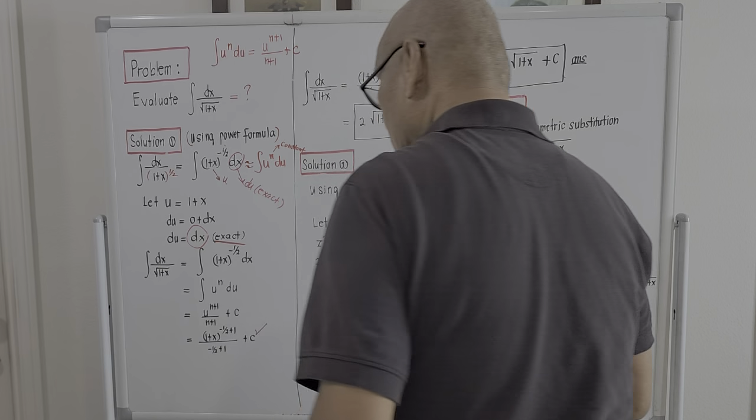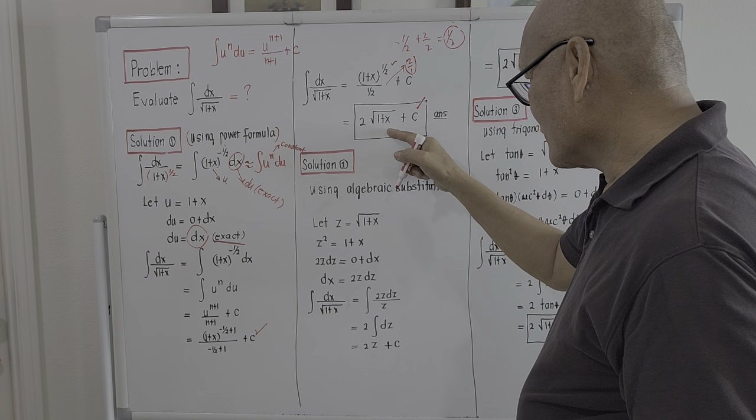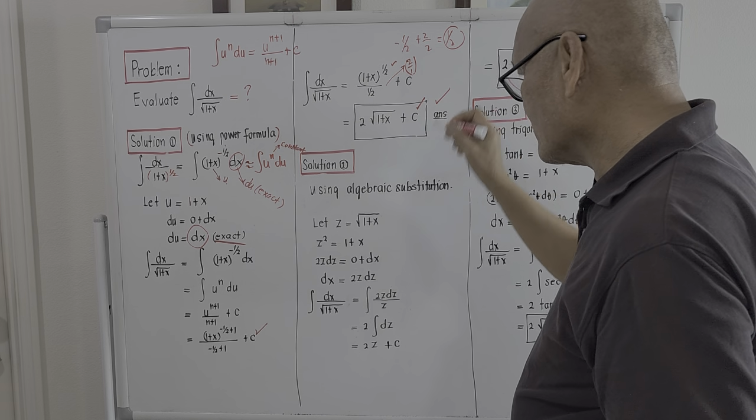This plus c. And if we try to simplify this one, we will take the inverse. It should be 2 over 1 times this. So the final answer will be twice the square root of 1 plus x plus c. That will be our final answer.